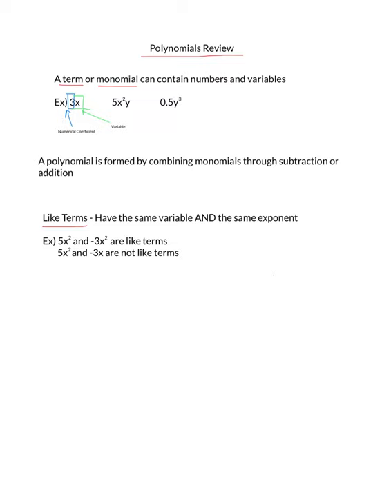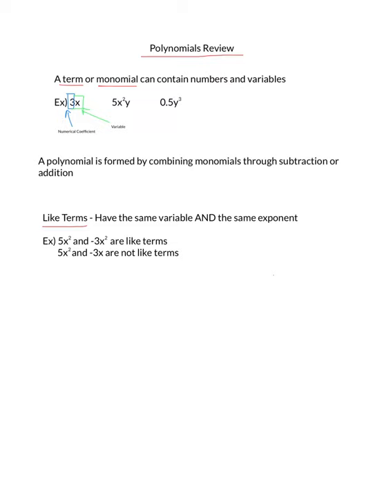The first thing that we're going to be talking about is what a term or a monomial is. So these are three examples of terms or monomials. They're called monomials because they're just one single term. So a term or monomial can contain numbers and variables. It could only contain variables too. It doesn't necessarily need to have a number, or it could only be numbers and doesn't need to have variables.